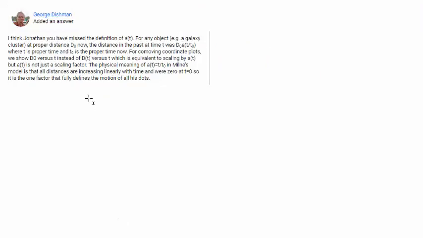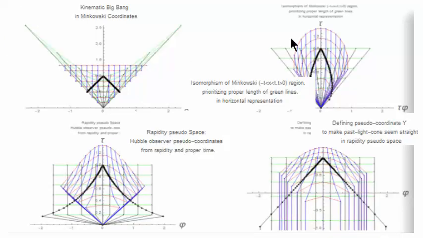Okay, later in the same post, George Dishman said that he thinks that I have missed the definition of A of t, and by the way, the discussion of A of t is changing the subject. The definition of A of t was between here and here. And it's really rather ridiculous for him to be saying that I've missed the definition for A of t, because this is after I have gone from here to here.